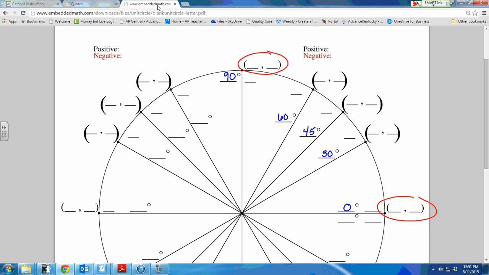This is just a coordinate plane, right? And the radii are all of length 1. So from the origin to here is a length of 1. So if I was going to graph this point on a graph, then what is that point? 1, 0, right? You go over 1 and up none, right? So that coordinate right there is 1, 0.